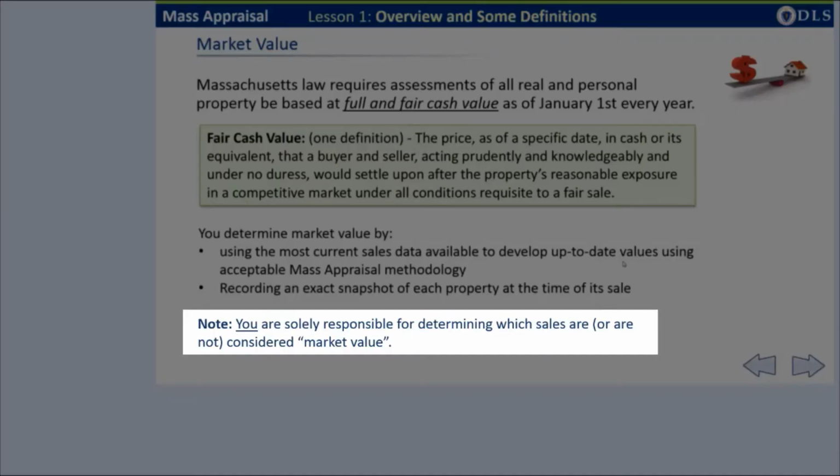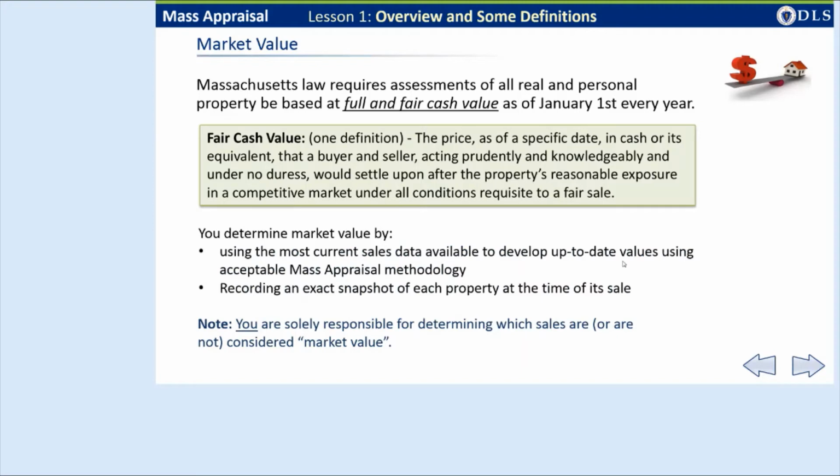You are solely responsible for determining which sales are considered market value and which are not. It is critical that you research each sale and assess properties based on full and fair cash value on the same January 1st date. Each fiscal year, all assessments of properties are based on full and fair cash value as of January 1st.